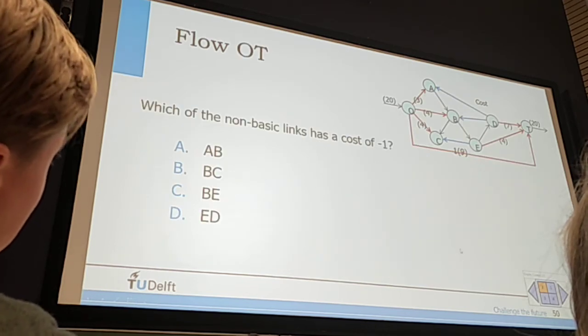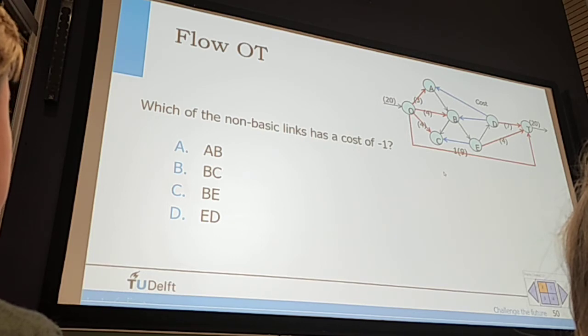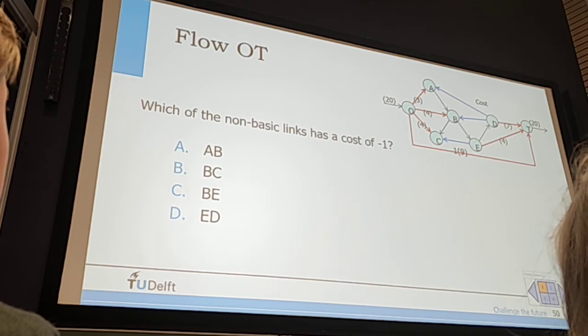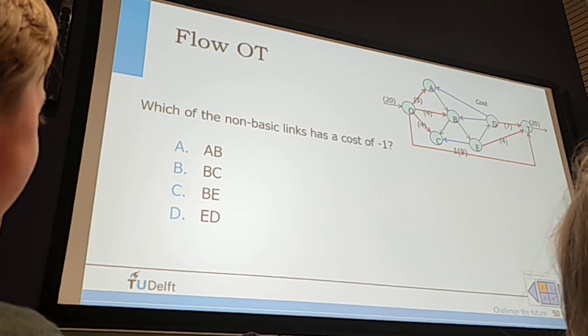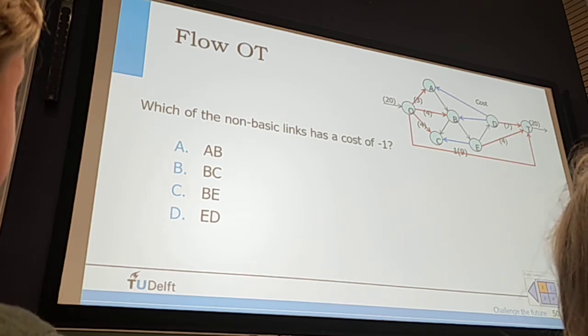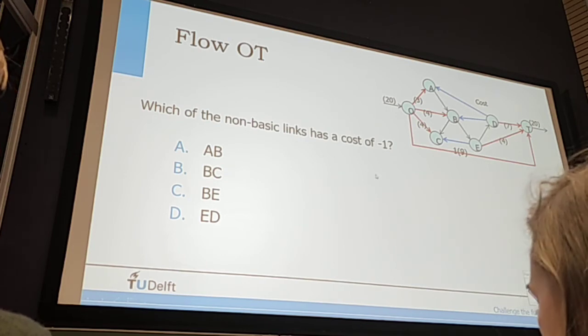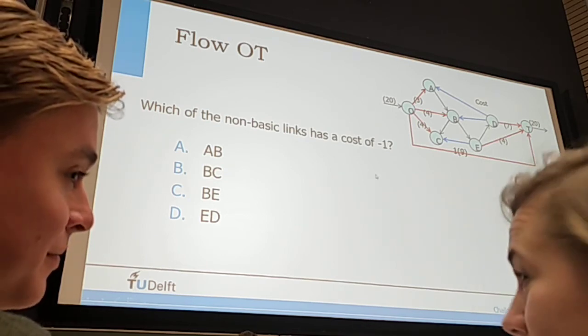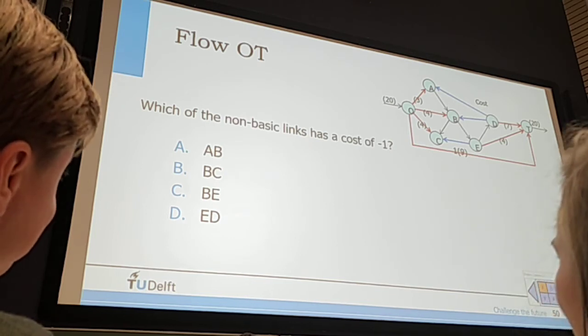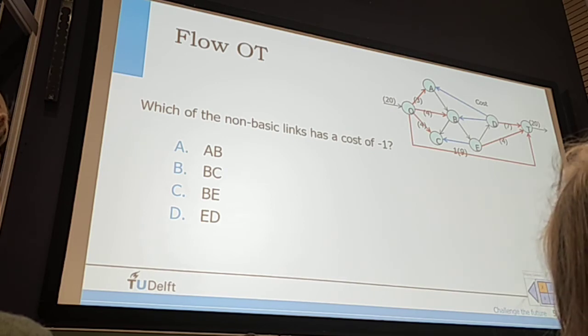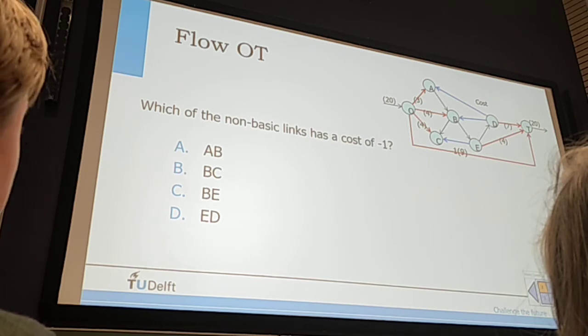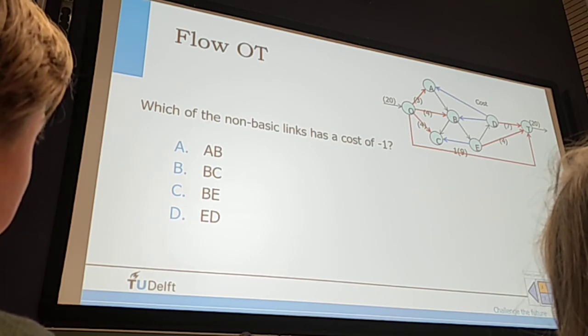Now also here, which of the non-basic links has a cost of -1? So which of the non-basic links has a cost of -1? The cost of -1 means that increasing the flow over that link will reduce the bypass flow by 1.